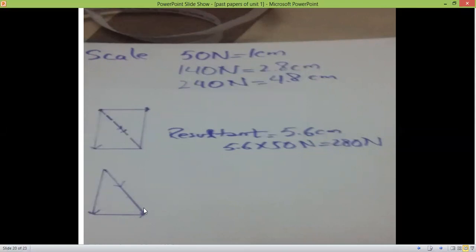The second force is drawn from the head of the first. And how to get the resultant? The tail of the first is joined with the head of the second. Now, in order to get the magnitude of the resultant, we need to measure the length of this line. It is 5.6 centimeter. So we have to give the answer in Newton. 1 centimeter is equal to 50 Newton. So 5.6 in the next step will be multiplied by 50 Newton and the answer becomes 280 Newton.